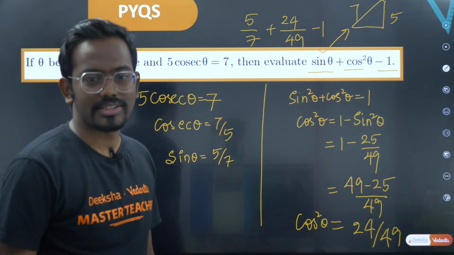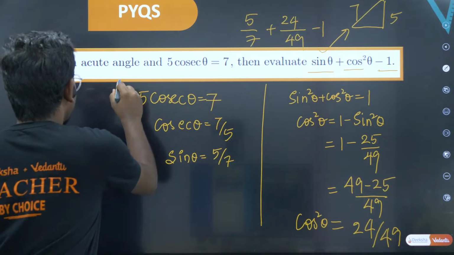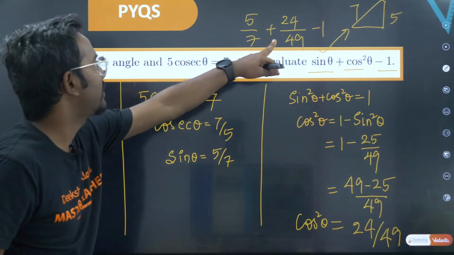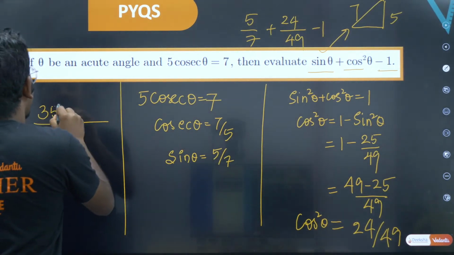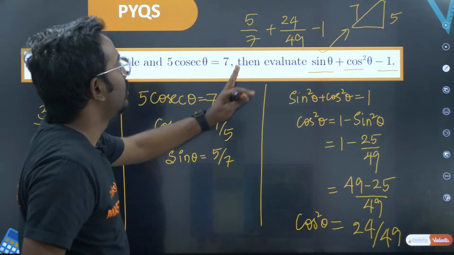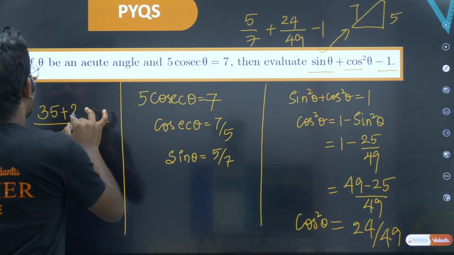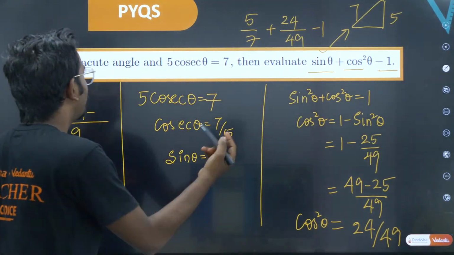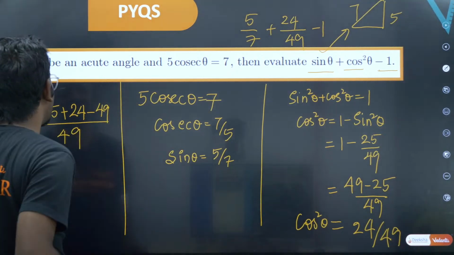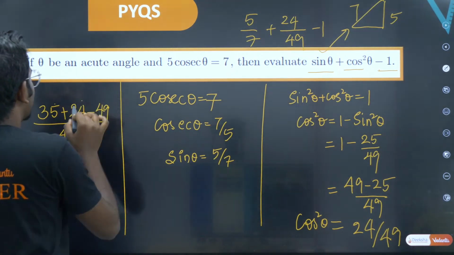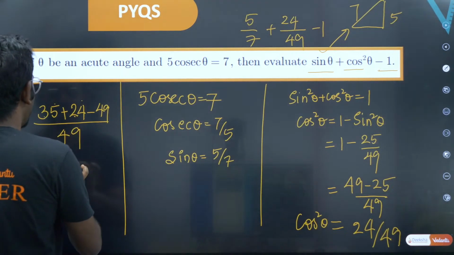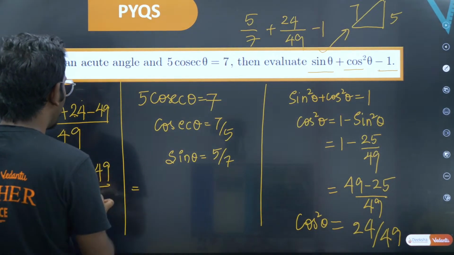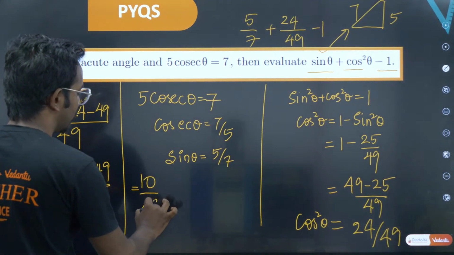I want my students to answer before me. How do you get it? The LCM is basically 49, sir. Let me take 49 as the LCM. 7 7s are 49, so 5 7s are 35, plus 24 one times, because 49 is already there, minus 1, so you need to multiply by 49 to get the denominator to be 49. So what is the final answer, sir? 35 plus 24 is 59, minus 49 divided by 49. The final answer should be equal to 10 by 49.